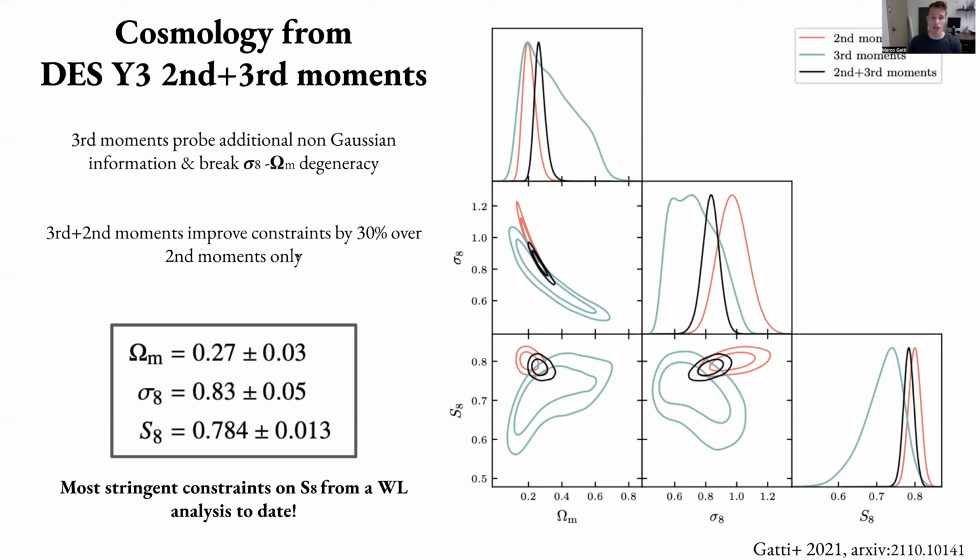This is because third moments break the sigma 8 omega matter degeneracy and they bring in additional information. The constraints we get out of this analysis are actually the most stringent constraints from a weak lensing analysis to date, which is pretty remarkable. And this is again due to the fact we are adding more information.